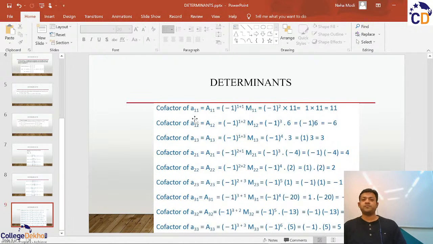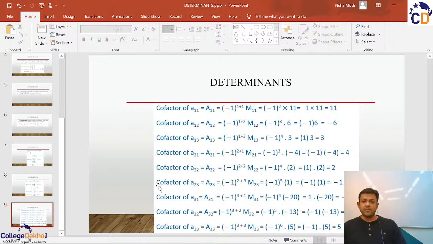Let's take another one. The cofactor of A12 would be -1 to the power 1 plus 2, which comes out to be -1, times the minor of this element. The minor of this element is 6. So my answer comes out to be -1 times 6, so that is -6. Similarly, we can calculate all the other cofactors for this given determinant.